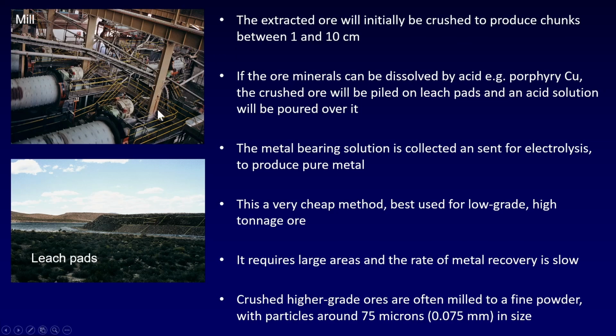Now, in the event that heap leaching will not work, you're going to need to go to another method to actually extract the mineral of interest. So you're going to move to something referred to as flotation or froth flotation. In order to do this, you're going to need to take your pieces of crushed rock and pulp them down in a mill to produce a fine powder with particles around 75 microns in size. So that's 0.075 millimeters in size. So you've really turned your rock to a very fine powder.